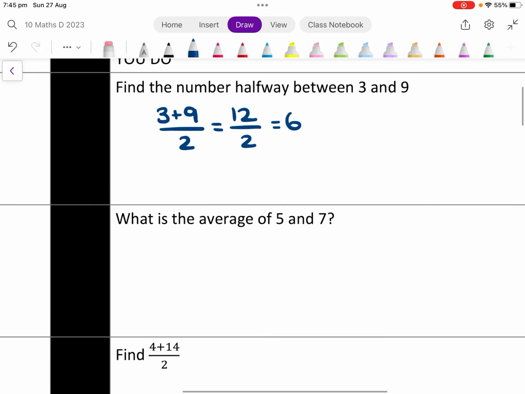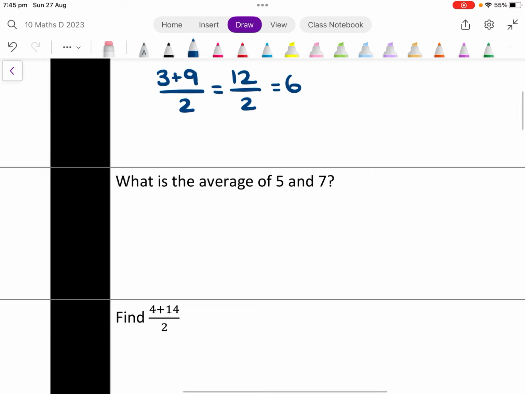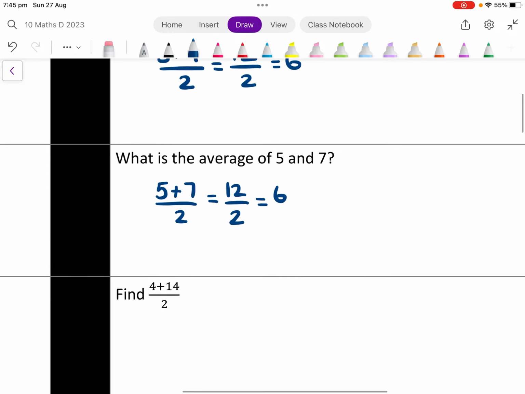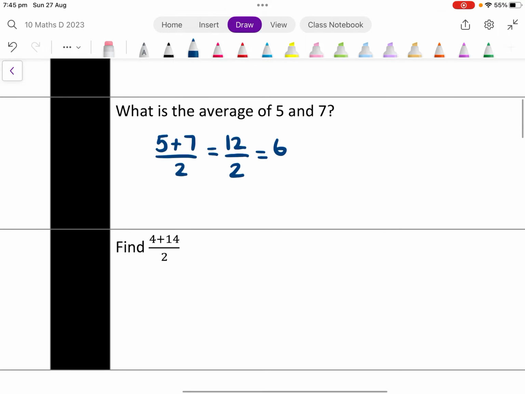To find what the average of 5 and 7 is, we add the 2 together. So 5 plus 7, divide by 2. 5 plus 7 is 12, divided by 2 is 6. And lastly, we've been asked to find what 4 plus 14 is, divided by 2. So 4 plus 14 is 18, divided by 2. Our answer is 9.